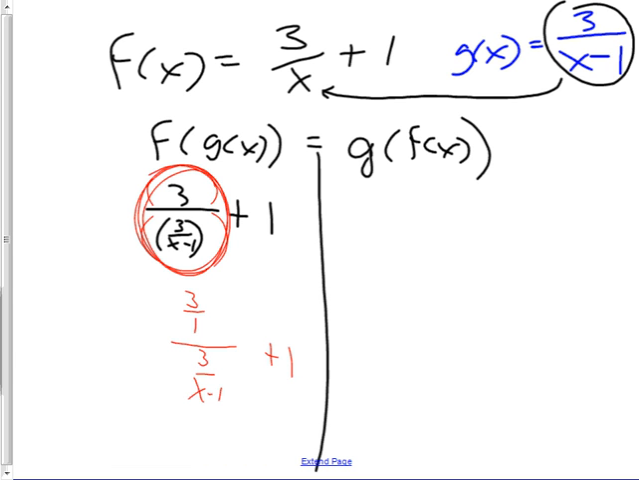I'm pretty sure it's not. This right here came from right there. It's all right. I'm glad you asked because I do make plenty of mistakes. So, all right, now I'm going to flip and multiply. 3 over 1 times, flip it, x minus 1 over 3. And now I still have a plus 1 out here.